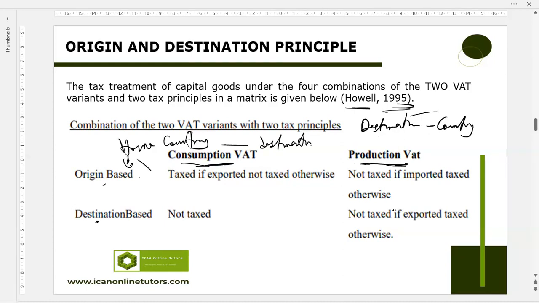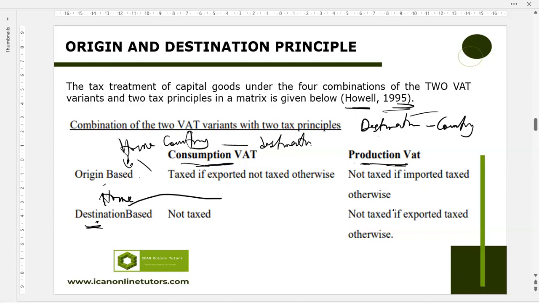Then for the destination based, under the consumption VAT, it is going to a place. So in the home country, it will not be taxed. But when you get to the destination country, it will be taxed.